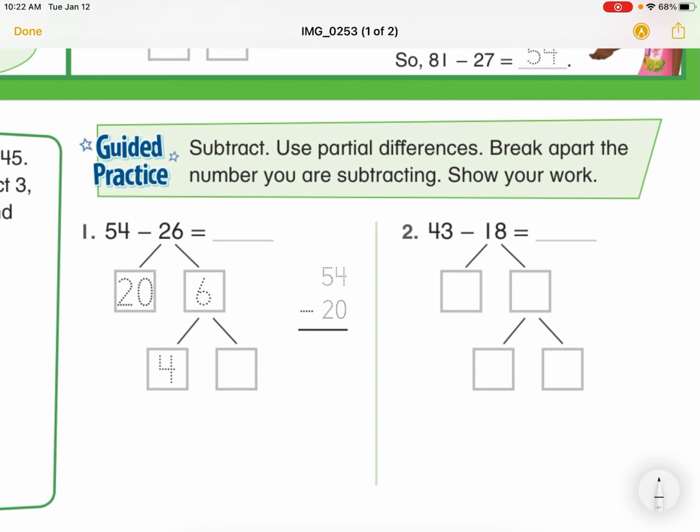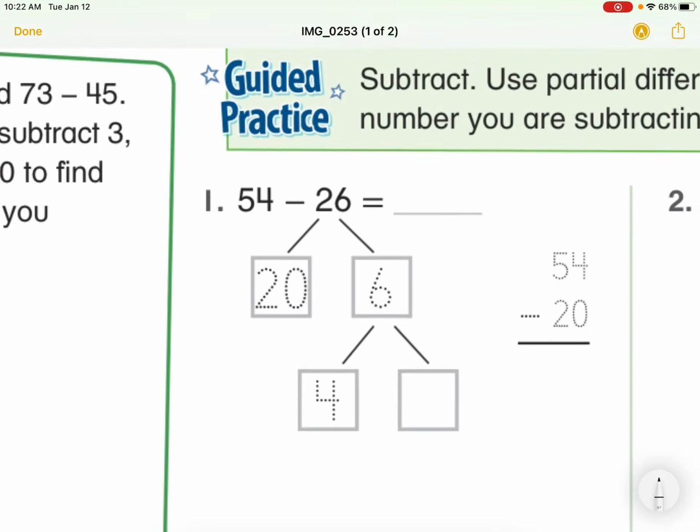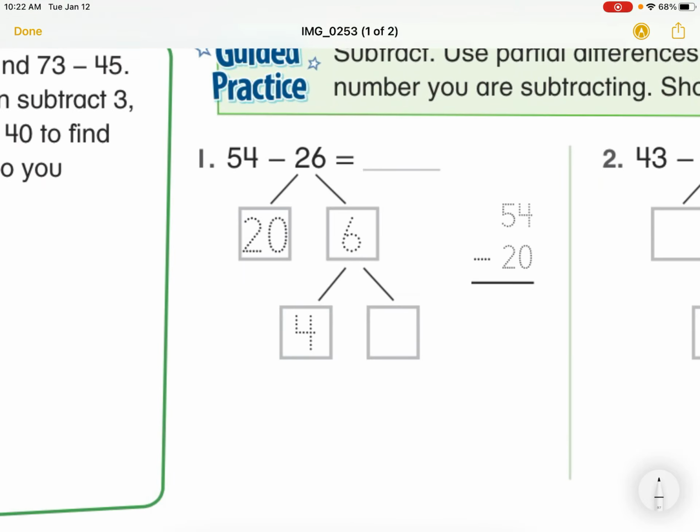The directions say subtract. Use partial differences. Break apart the number you are subtracting. Show your work. So number 1 is 54 minus 26, and it's partially done for us. So the first thing they did is they broke apart the 26 into 10s and 1s. So in my number 26, I have 2 10s and 6 1s. So 2 10s is 20, and then my 6 1s.